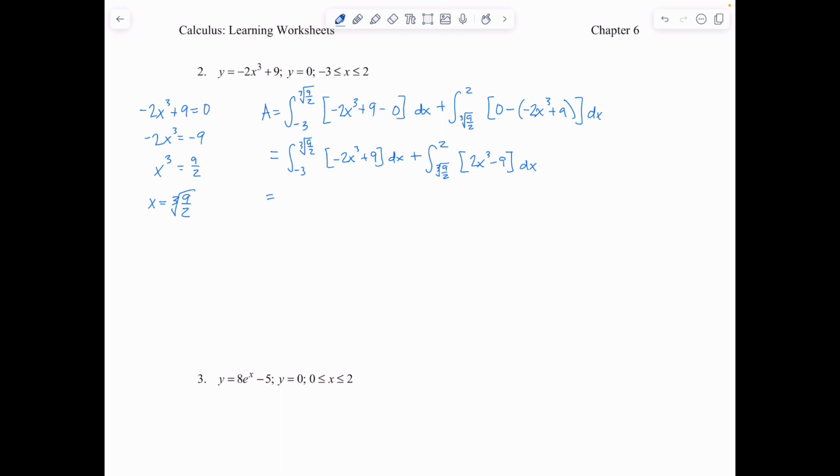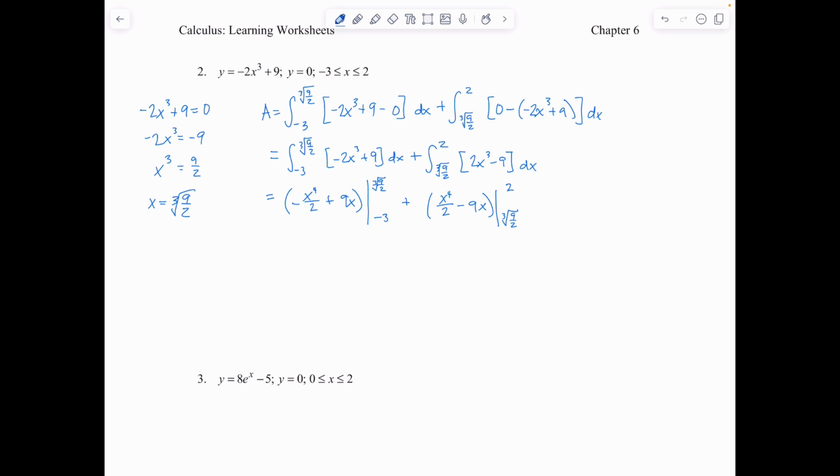Taking the antiderivatives, we'll have negative x to the 4th over 2 plus 9x evaluated from negative 3 to the cube root of 9 over 2, plus, finding the antiderivative of this one, x to the 4th over 2 minus 9x evaluated from the cube root of 9 over 2 to 2.